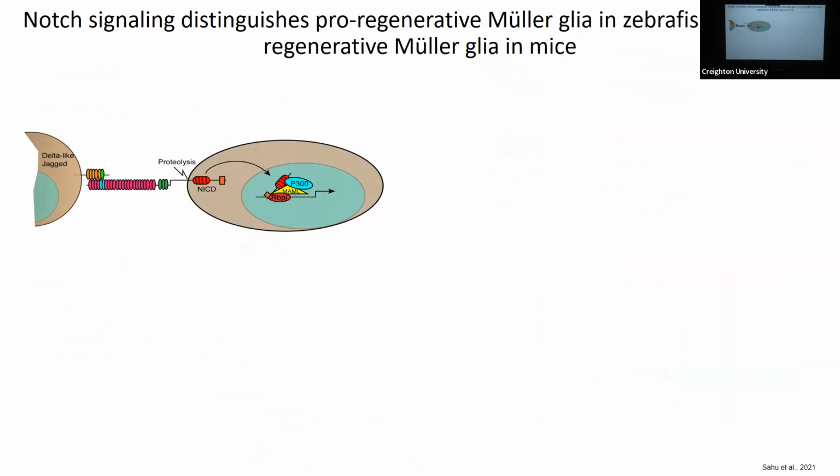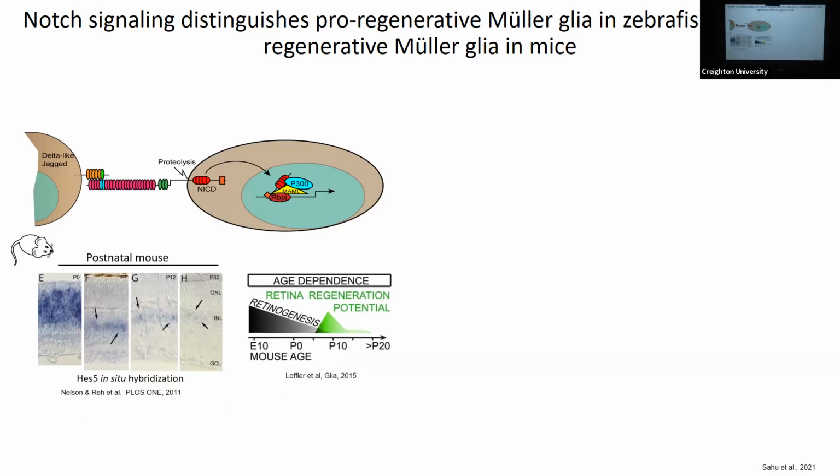So you all know what Notch signaling is. It's a ligand-bearing cell that has a Notch ligand, a delta-like ligand or jagged, that interacts with a receptor-bearing cell, and that sets in motion a series of proteolytic events that releases the intracellular domain of Notch, so it can go to the nucleus, combine with the DNA binding protein RBPJ, and the cofactors mastermind-like and P300. So this activates gene expression. In the mouse retina, HES5 can be used as a marker for Notch signaling.